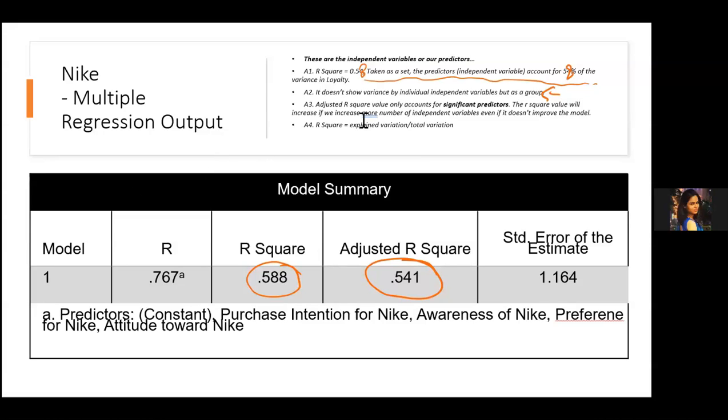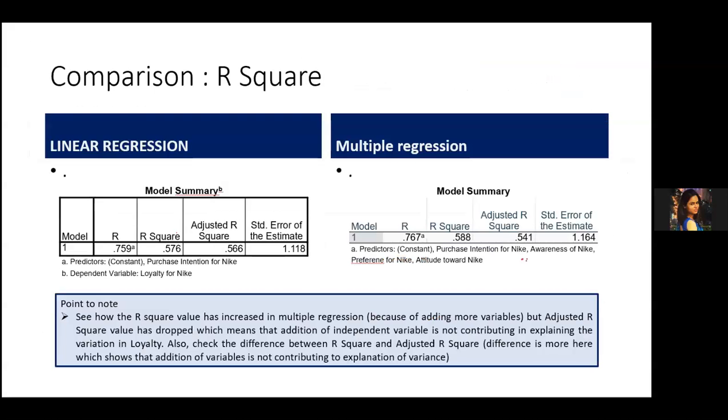Okay, so adjusted R-square value only accounts for significant predictors. R-square value will increase if we increase the number of independent variables, even if it does not improve the model. So now you can go through this slide. You can compare what is linear regression, what is multiple regression, what are the values. So which one is better? Is it linear regression or multiple regression?